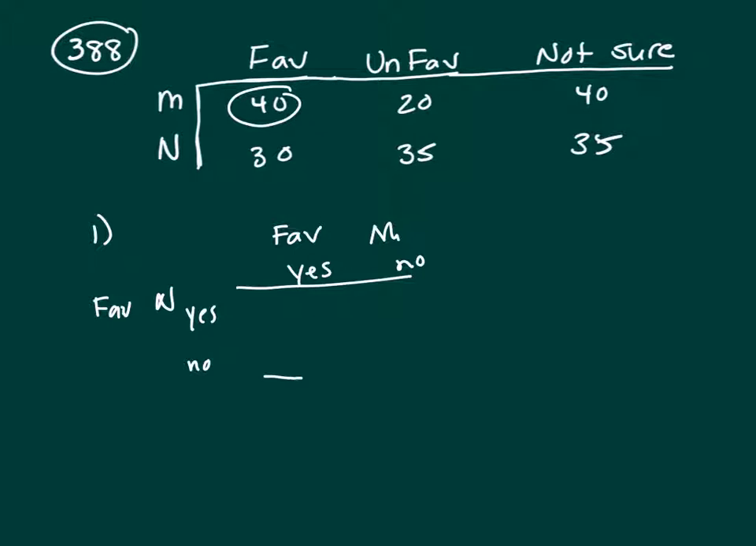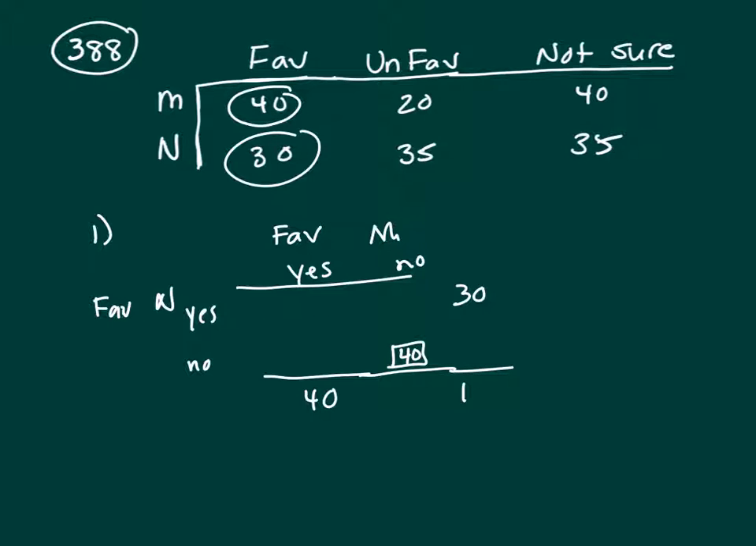So favored M would be 40. And favored N would be 30. Favored N, yes, that would be 30 over here. Okay, now what does clue 1 say? Clue 1 says the number of voters who did not respond favorable for either candidate was 40. So that's no and no. And no would be this spot right here. And that would be 40.